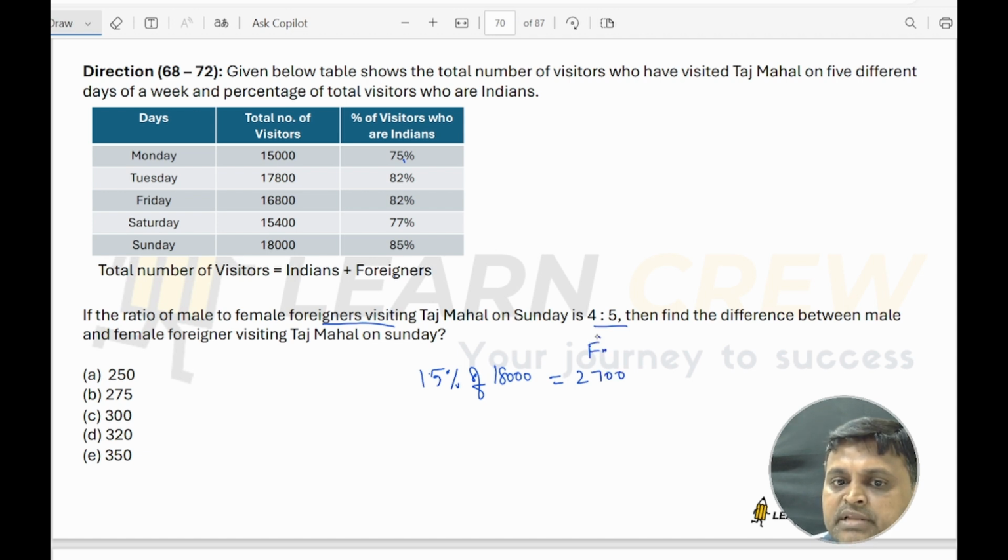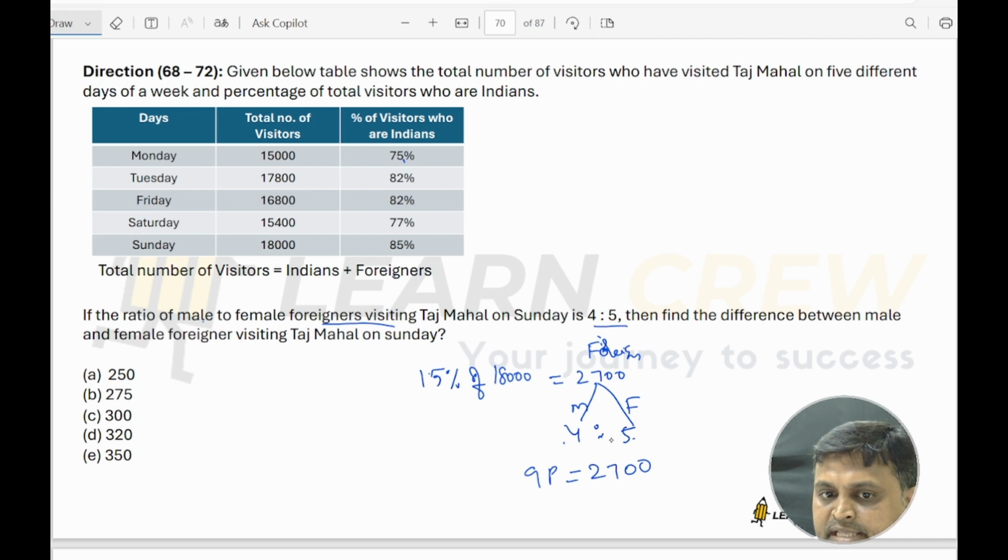Out of this, male to female are in the ratio 4:5. So 9 parts is 2,700, and we need the difference between male and female. Male is 4 parts, female is 5 parts, so the difference is 1 part. If 9 parts is 2,700, 1 part is 300. That is the answer.